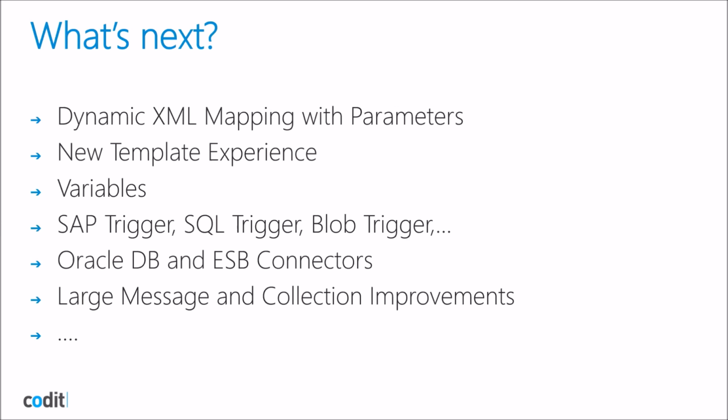Next to that, there will also be a whole new range of triggers made available. And for enterprise messaging, I think the SAP, the SQL, and the blob trigger will be the most important that will be released soon. Of course, as already said at the beginning of this talk, there are a lot of connectors being added to the platform every week, but the most important ones coming soon are the Oracle DB and ESB connectors. The team is also working on improving the Logic Apps runtime for large messages and collections. So if you have batches coming in with 10,000 invoices or orders, the runtime will be optimized for that.